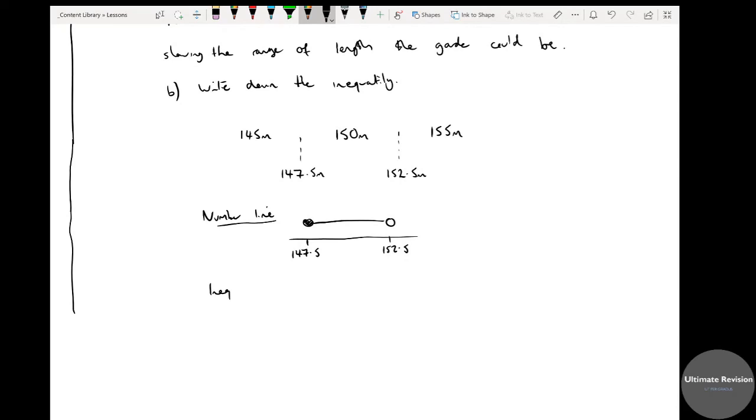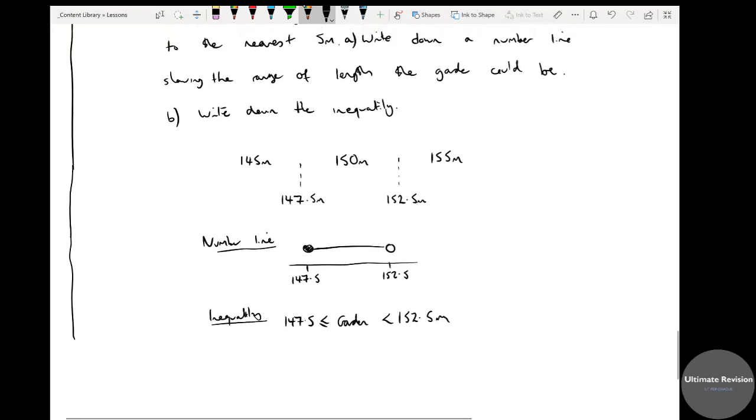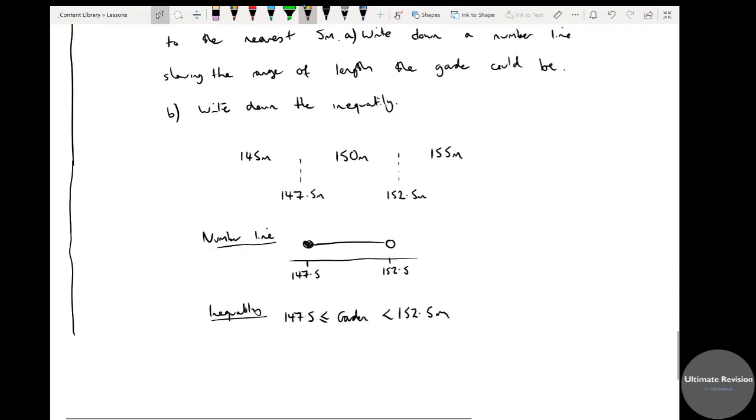Okay, and the inequality, this time, again, once you've got the inequality, so let's put garden in the middle. It's going to be less than 152.5. It's somewhere between 152.5 meters and 147.5 meters. If only I had a garden that big. But the garden will range, because I can never measure something perfectly. So for continuous data, I usually have to give it a range like I've just done there for the garden.